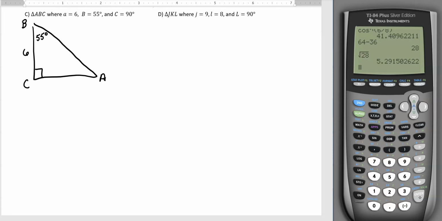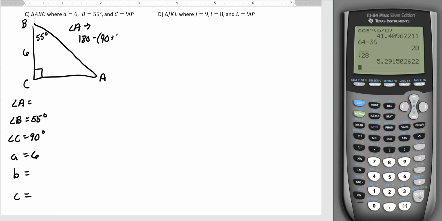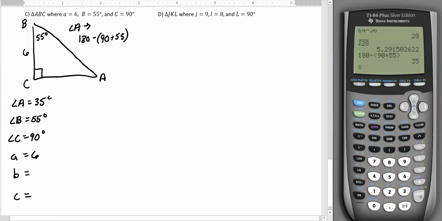All right, so let's notate what we know. Angle A, we do not know yet. Angle B, 55 degrees. Angle C is 90 degrees. We know that side A is 6. We do not know side B. We do not know side C yet. All right, to figure out angle A, well, 180 minus 90 plus 55. Do that in our calculator. 180 minus, parentheses, 90 plus 55. We get 35 degrees for angle A. Fantastic.